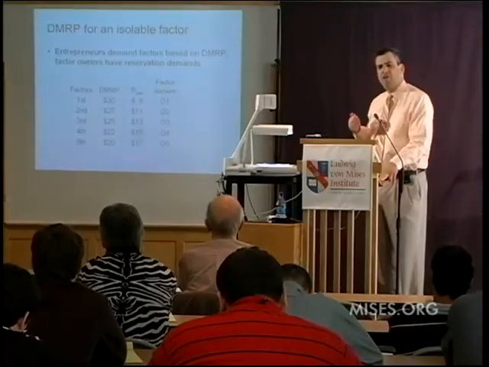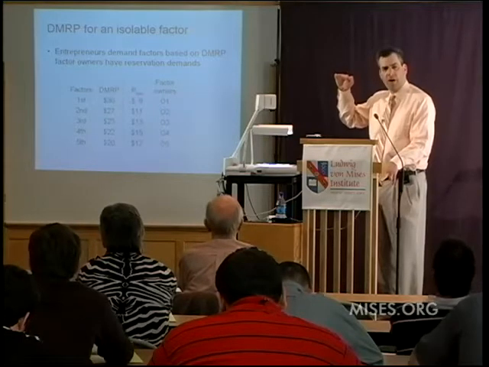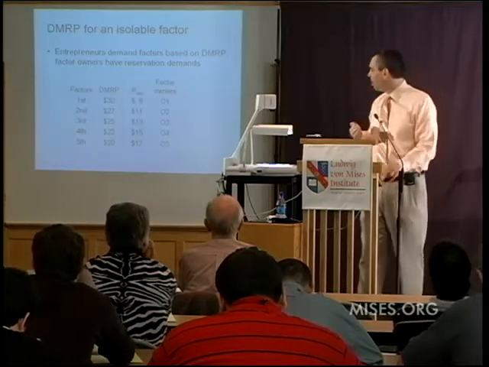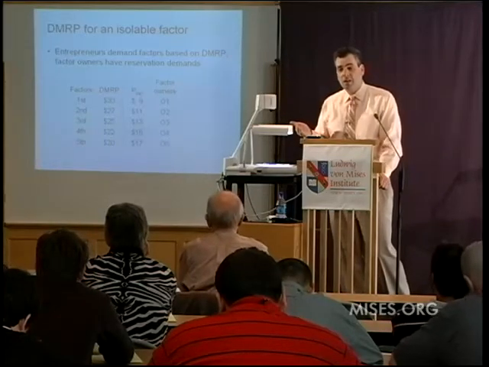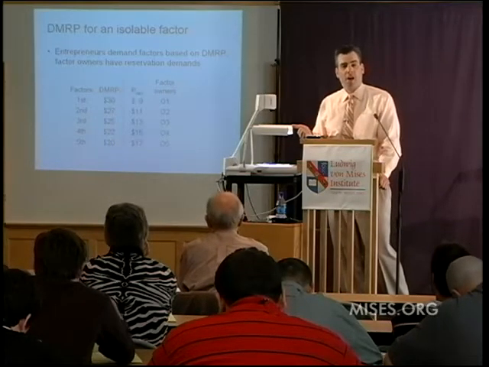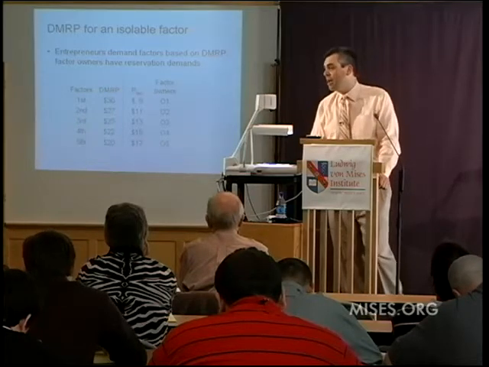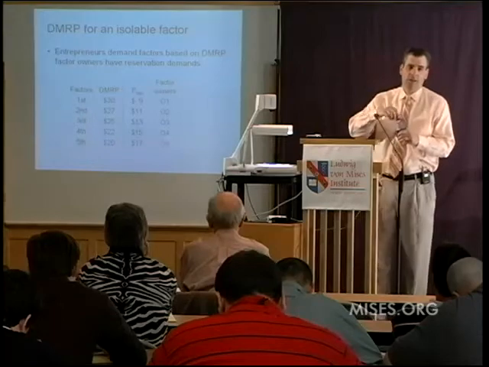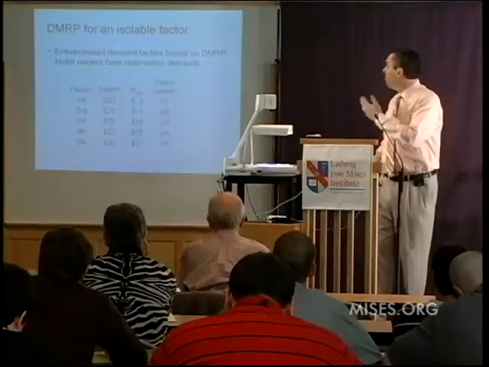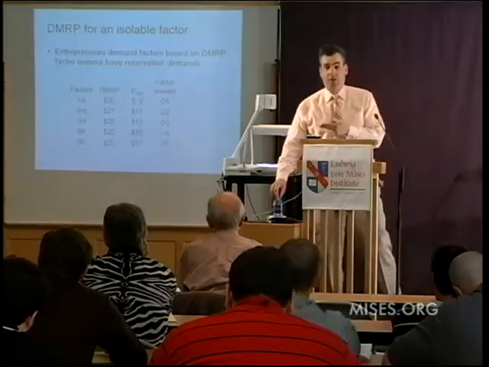Why do you suppose the marginal revenue product or the discounted marginal revenue product of these additional units of the factor are worth less than the discounted marginal revenue product of the previous unit of the same factor? Well, principle of diminishing returns, right? So the marginal physical product of these units of production is decreasing as their use increases.